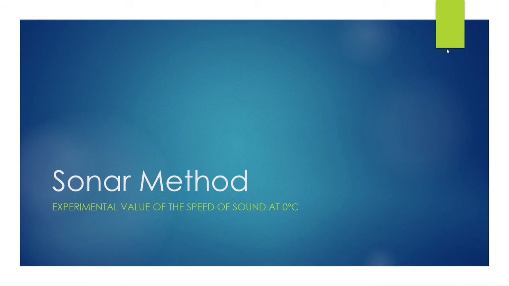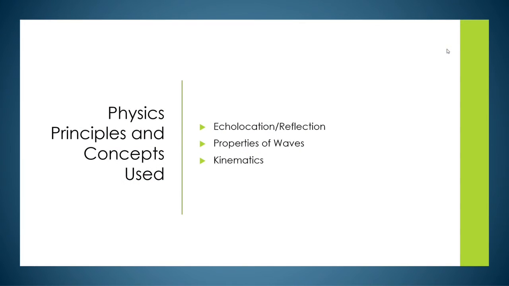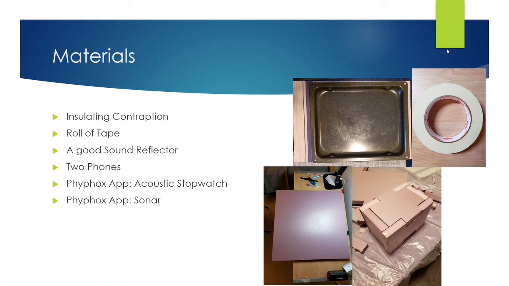This is the Sonar method for determining the experimental value of the speed of sound at 0 degrees Celsius. The following physics concepts and principles are used in this lab: echolocation, reflection, properties of waves, and kinematics. The materials needed for this lab are some sort of insulating contraption, a roll of tape, a good sound reflector such as a sheet of metal, 2 phones, and the Firefox app. We will be using the acoustic stopwatch and the sonar functions.